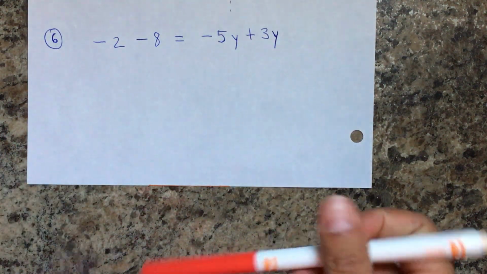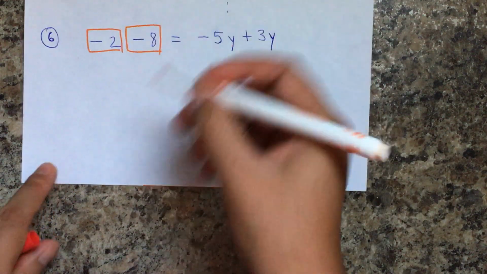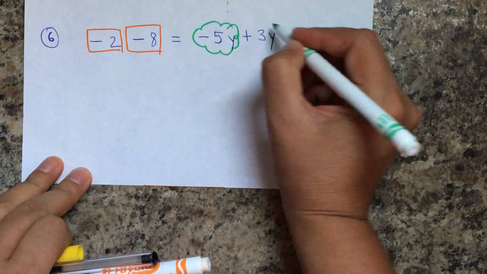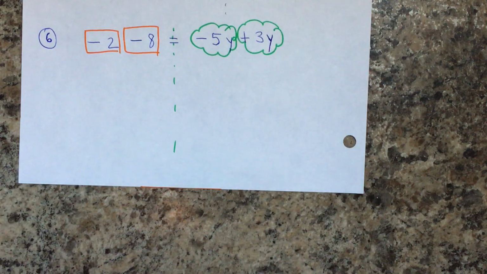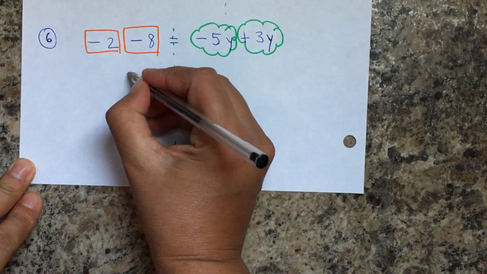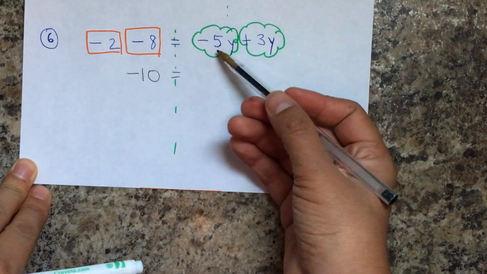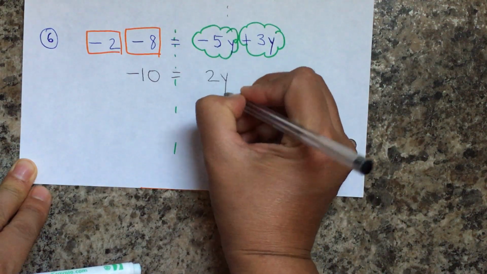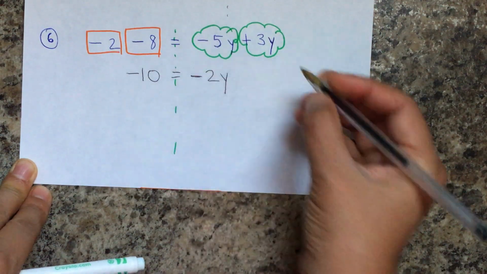Says that I have, okay, a constant here, -2, and a -8. And on the other side, I have -5y, +3y, and this is where you have your division. So the -2 and -8, -10. Remember, same signs, we add and keep the sign of the greater one. Different sign, we subtract, so 5 minus 3 is 2y, and keep the greater sign, which is, the bigger one is -5, so it's negative.